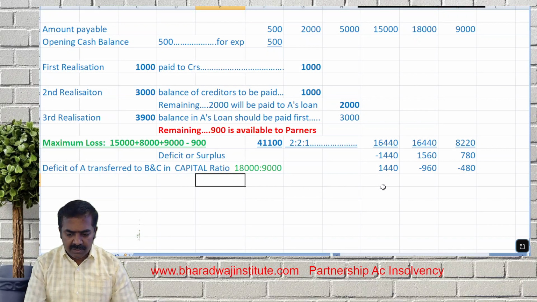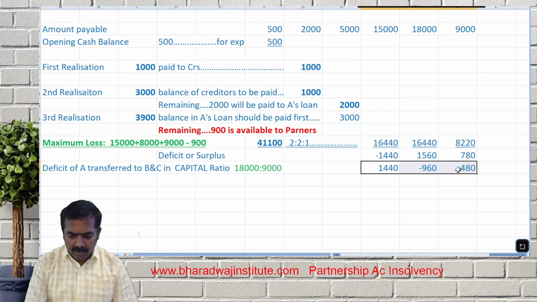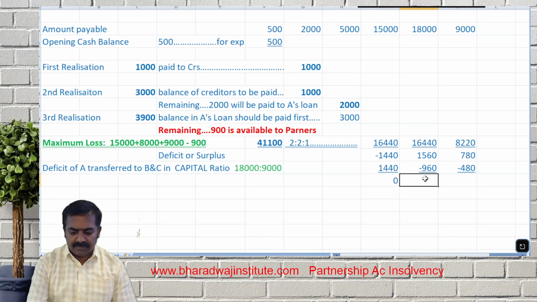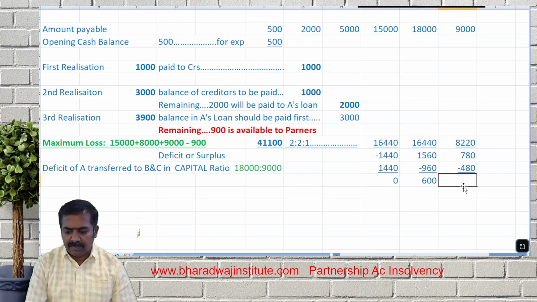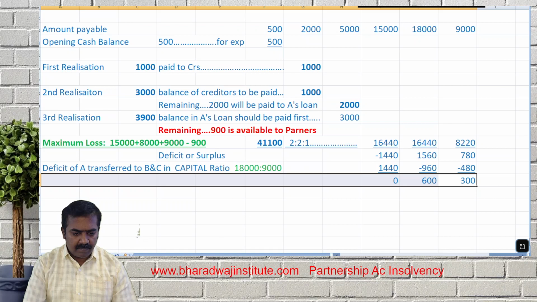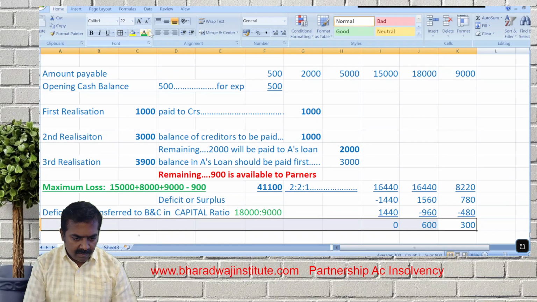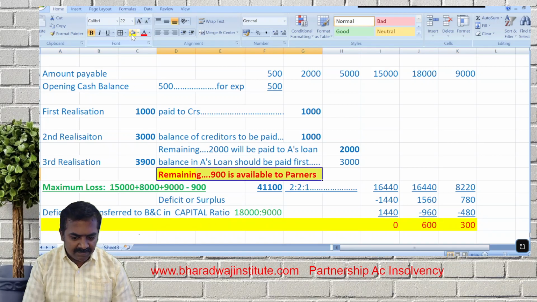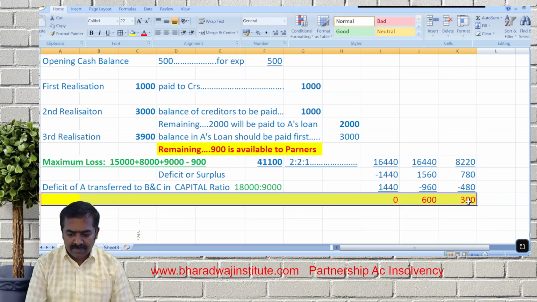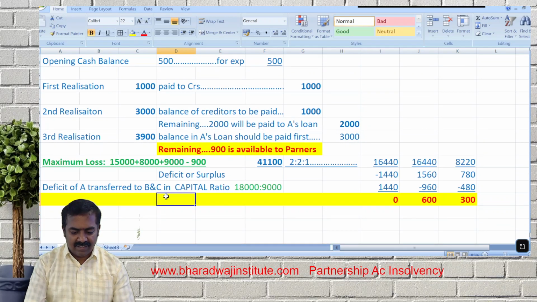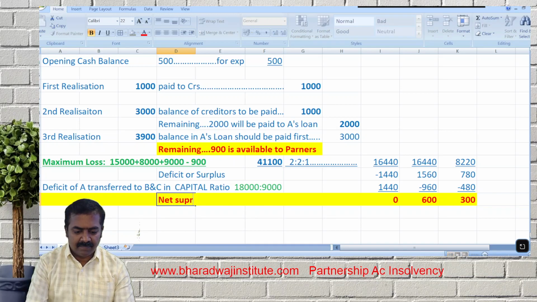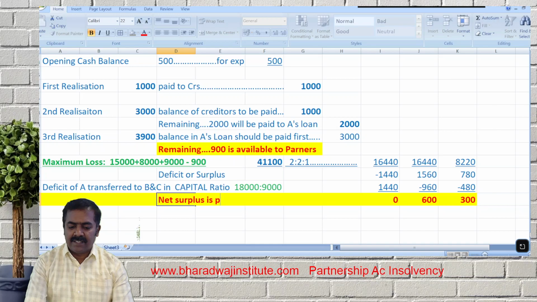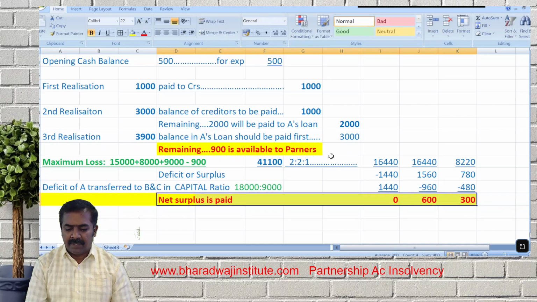After adjusting this, it becomes 0. Whose becomes 0? A's becomes 0. What does B's become? 1,560 minus 960 is 600. Then 780 minus 480 is 300. Add them up, 600 plus 300, what is the total? Yes, net surplus is paid. If you add the net surplus, that is the amount available to partners.